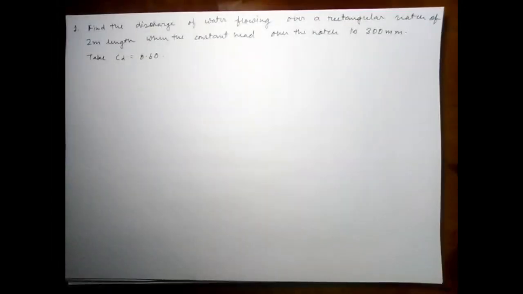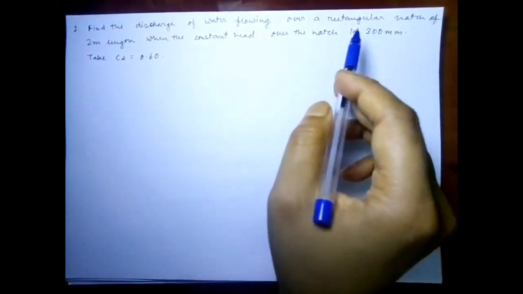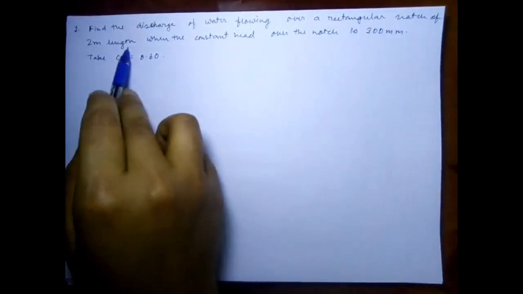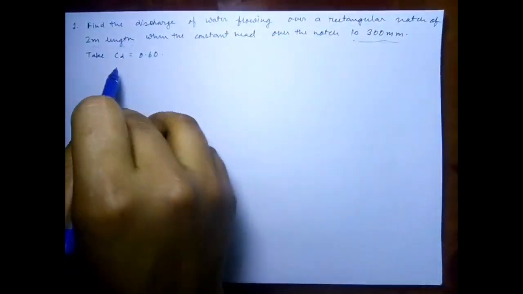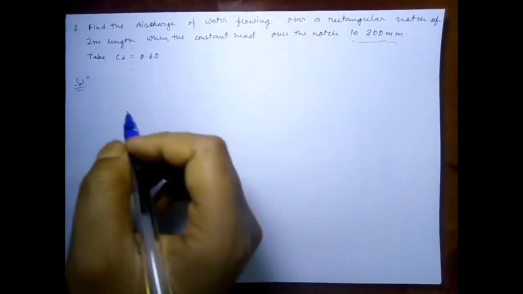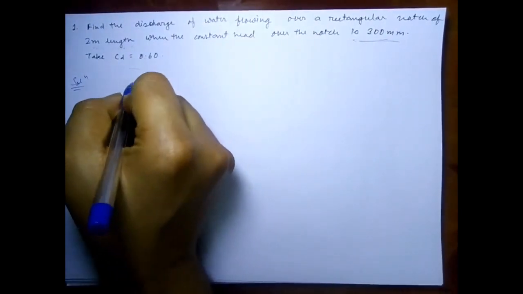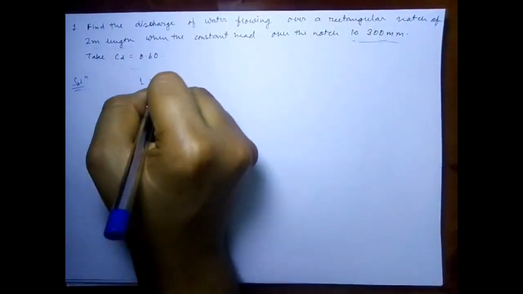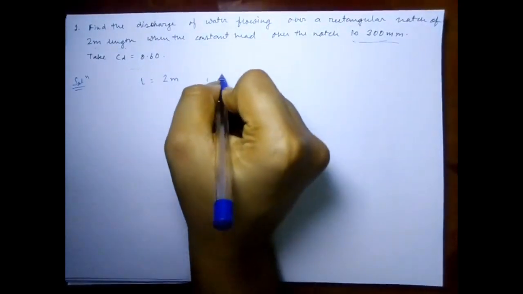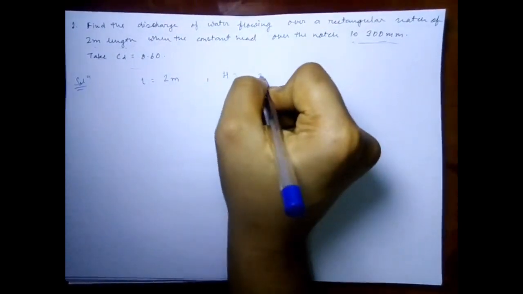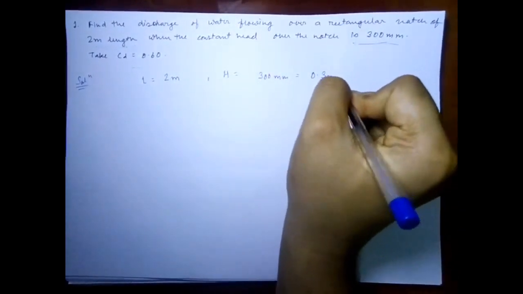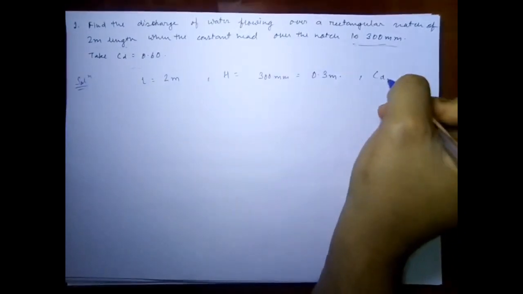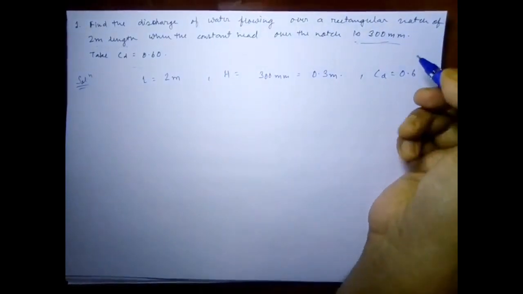So here's the first question. Find the discharge of water flowing over a rectangular notch of 2 meter length and the constant head over the notch is 300 mm. Take CD is equal to 0.6. So we have the length of the notch as 2 meter and the head as 300 mm, or it is equal to 0.3 meter. CD is given to be 0.6.